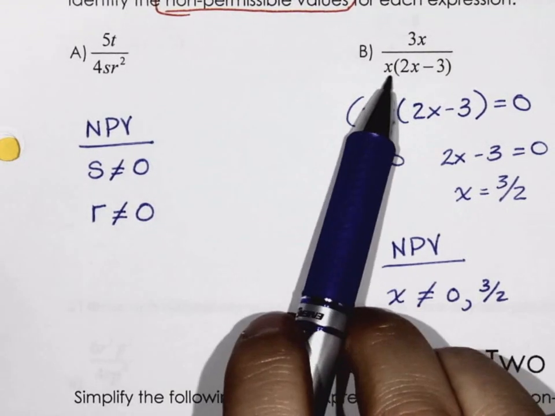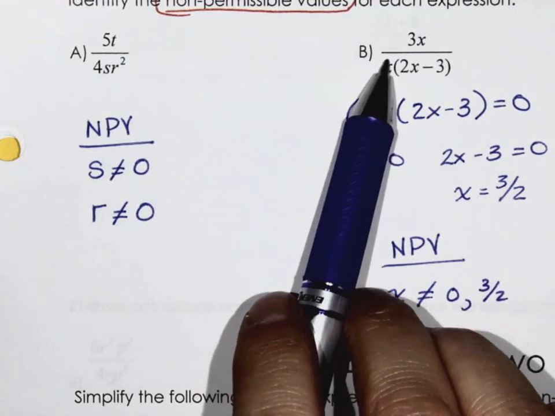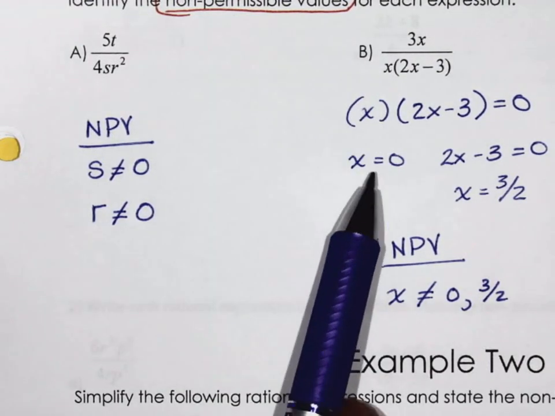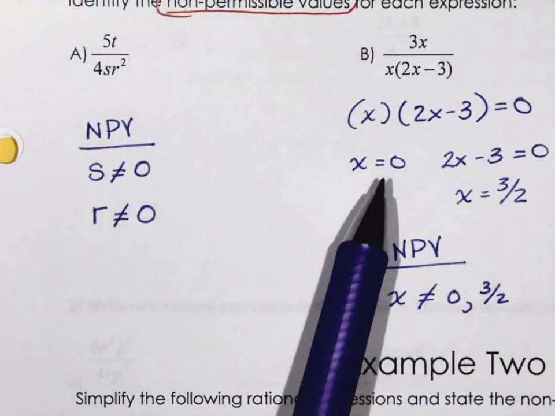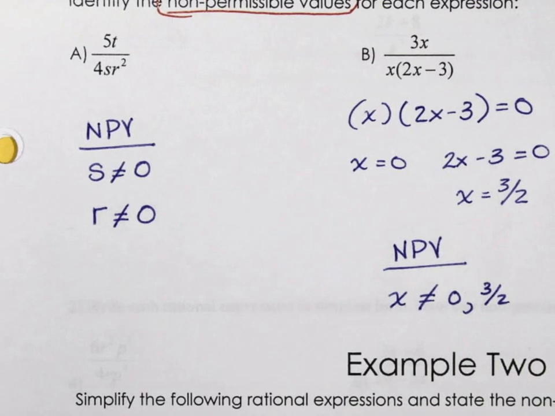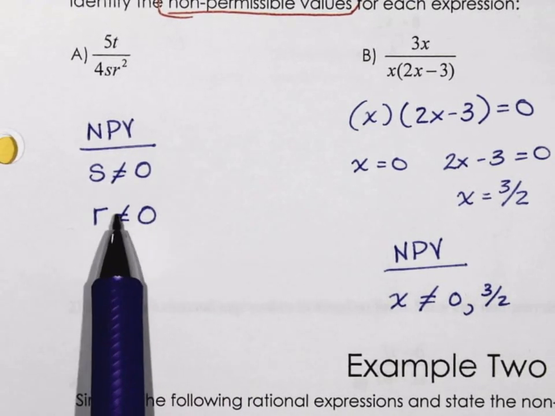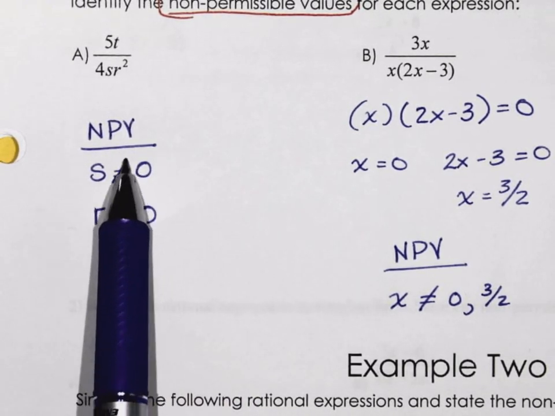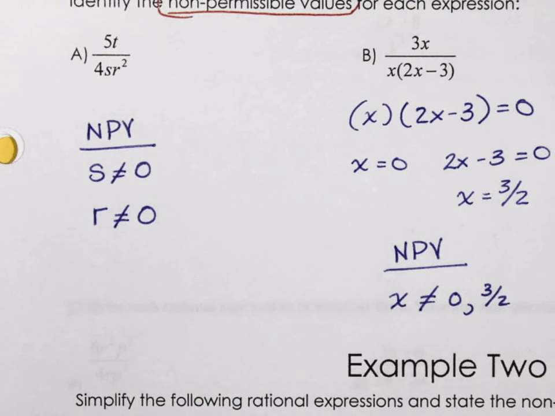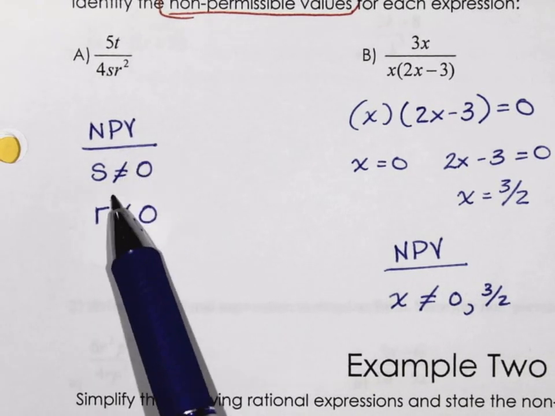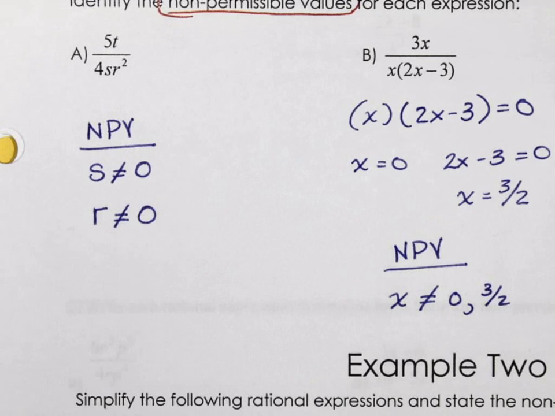And if you look at this, this x was a monomial. There's no other terms with it. What was it equal to? 0. So it's just a quick way anytime you're dealing with monomials. A single term, your non-permissible values will be 0. And please note that I'm using the not equal to sign, so the equal to sign is crossed out. s cannot equal 0.